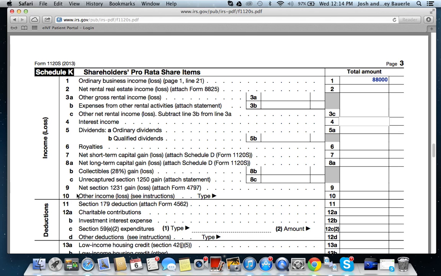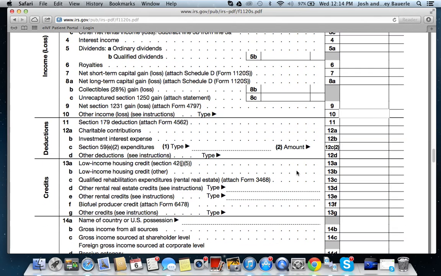Net section 1231 gain, same thing. If you have something there from form 4797, do not attempt to fill this out yourself. So we're going to say nothing. Other income or loss, interest income, like I said, biggest one. We show nothing there.